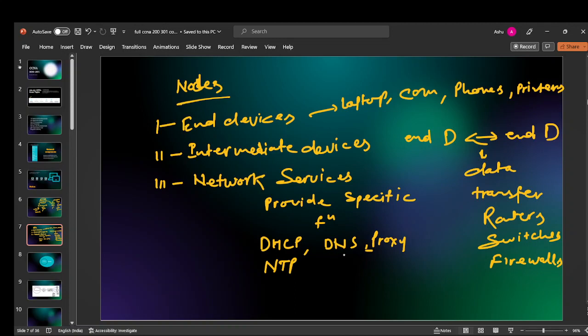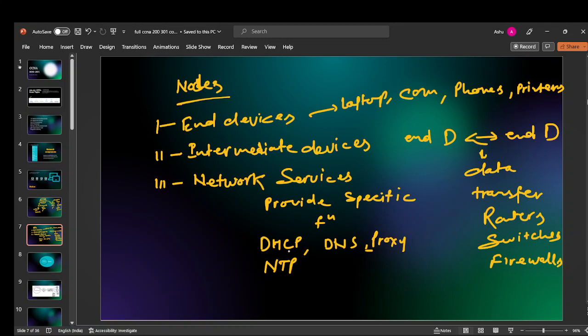And DNS is used to convert. Do you know the internet does not understand your language, it understands only numerical values, and these numerical values consist of IP addresses. That means it consists of 32-bit digits. Clear?